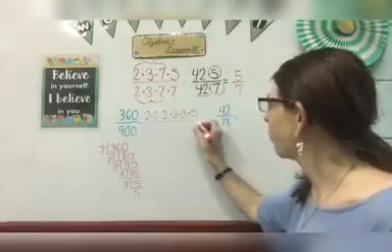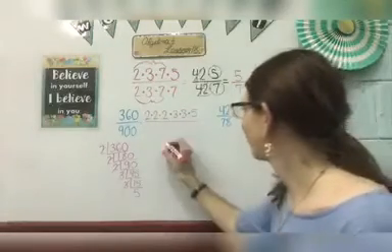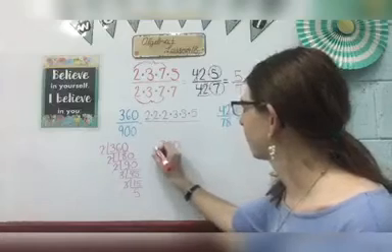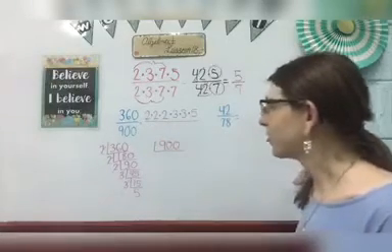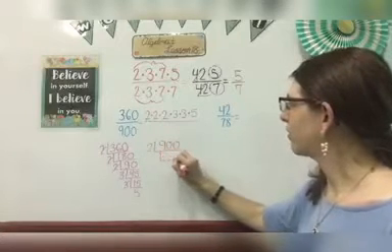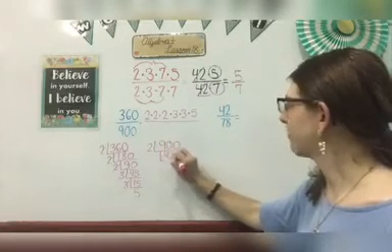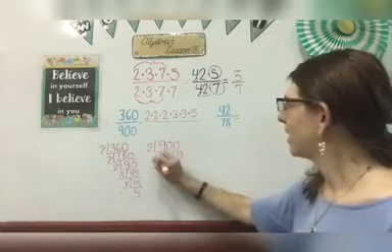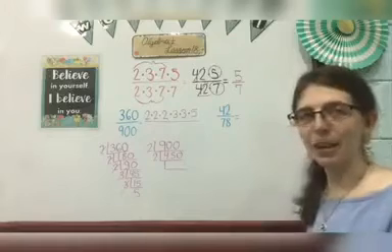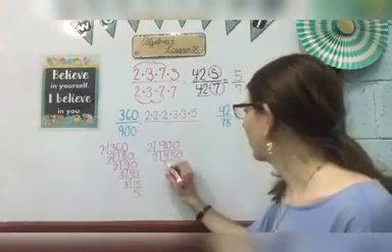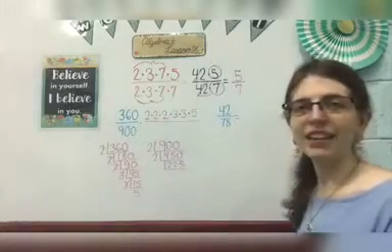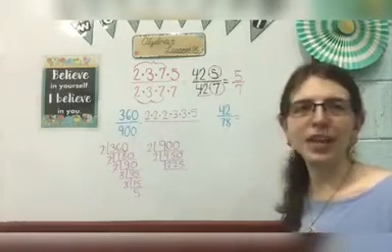Now let's find them for 900. 900 is an even number, so we'll start with 2. 900 divided by 2 is 450. Divide that by 2, because 450 is an even number. We get 225. Okay, so then no longer is an even number, so 2 can't go into it.